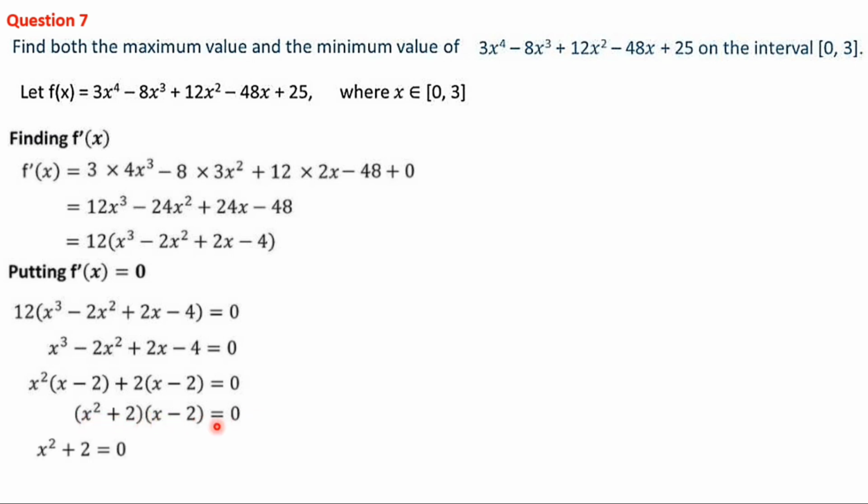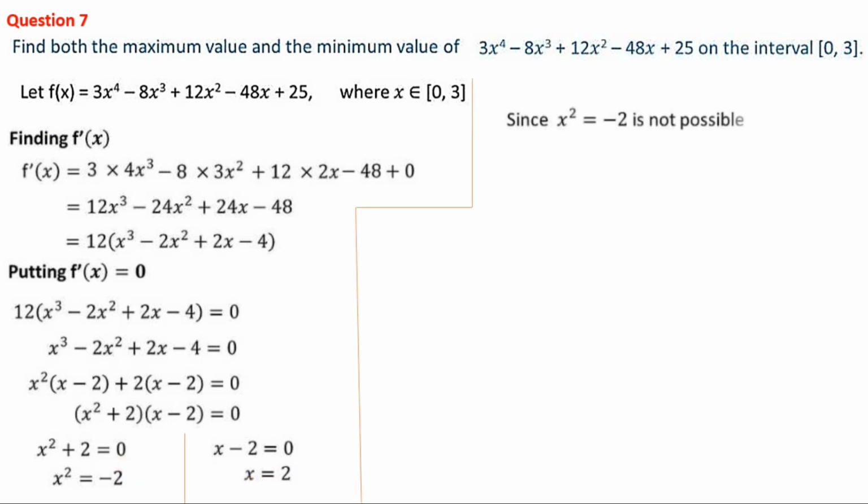So there are two chances. x square plus 2 is equal to 0, that means x square is equal to minus 2, since plus 2 going to the right side means minus 2. Another chance is x minus 2 is equal to 0, so x is equal to 2. Here x square is equal to minus 2 is not possible, because a square term cannot be a negative number. Then x is equal to 2 is the only critical point here.